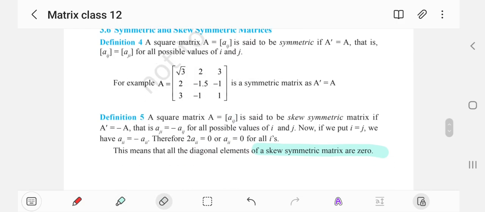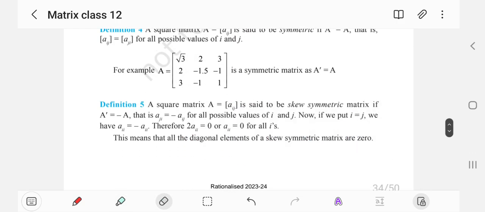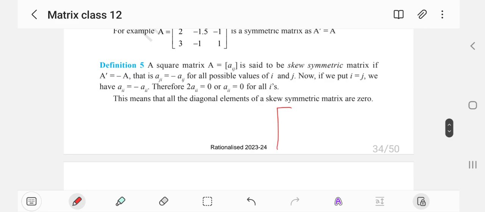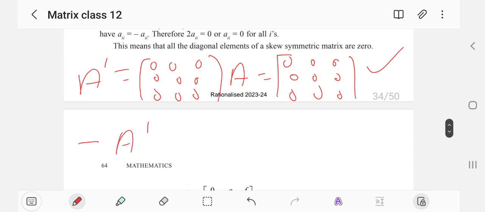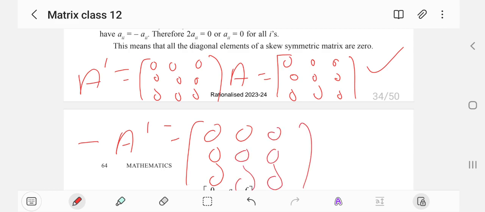One example of a matrix which is both symmetric and skew symmetric, you can yourself tell me, is a zero matrix, right? If this is my matrix and I transpose it, what will I get? I will get 0 0 0 0 0 0 0 0 0, hence it is symmetric. If I find negative of A, it will be negative of 0, which is nothing but 0. So I will get again this matrix, hence the 0 matrix is both symmetric and skew symmetric.